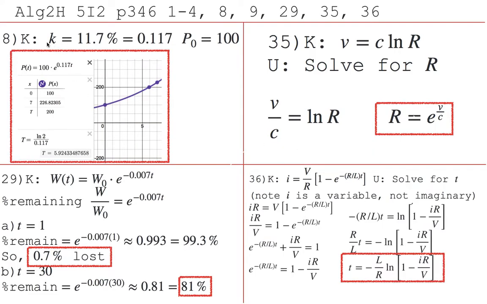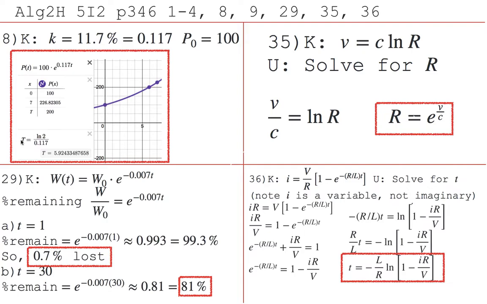Number eight, they give you an exponential growth rate of 11.7%. You change that to a decimal, put that in here for the k value, and then the initial value is 100. So this is your formula. You can graph it here. I did it on Desmos, and I made a table. You can see at time zero it is 100, and when you plug in 7 as an input, the output is about 226.8, which gets plotted right about here.